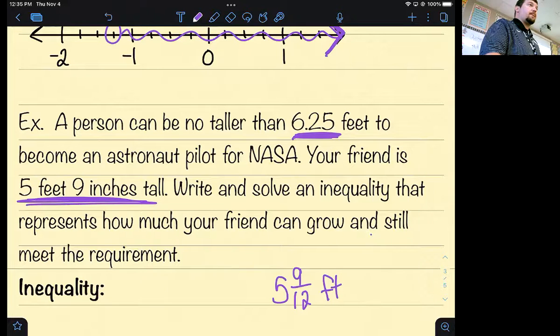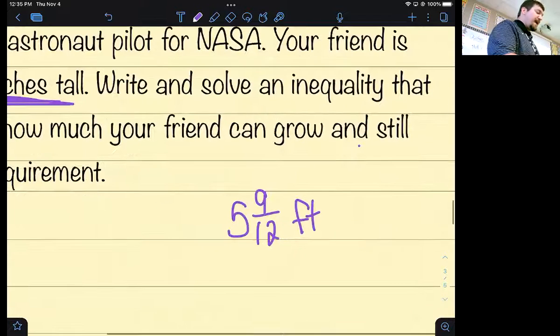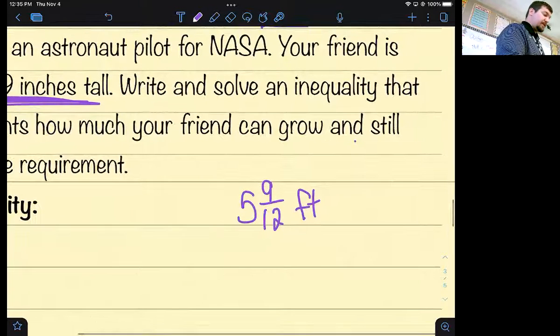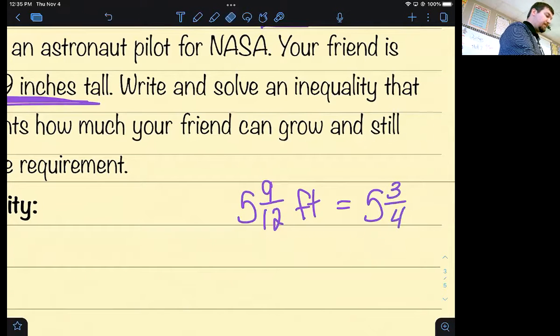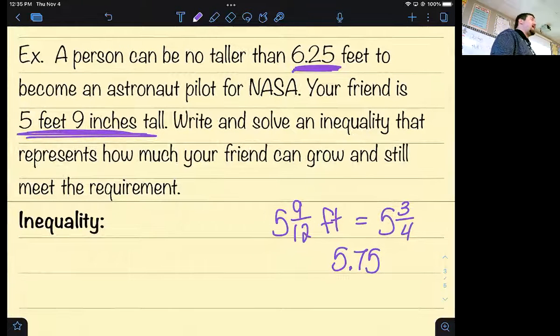Gage? The answer is 5.75. Thank you. Yes. So 5 9/12 actually reduces to 5 3/4. And Gage, tell us again what decimal 3/4 is. That's right. So if someone's 5 feet 9 inches, that means they're 5.75 feet.